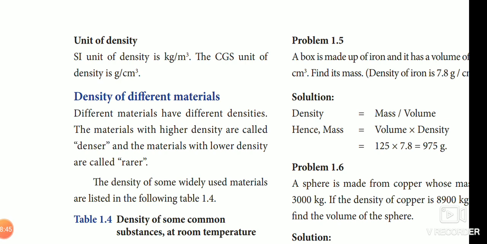Now listen children, the unit of density. The SI unit of density is kilogram per meter cube. The CGS unit of density is gram per centimeter cube. Okay children.